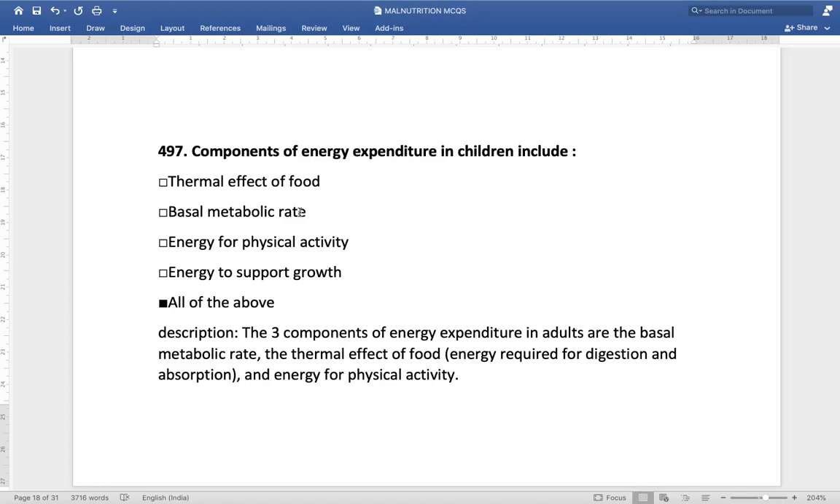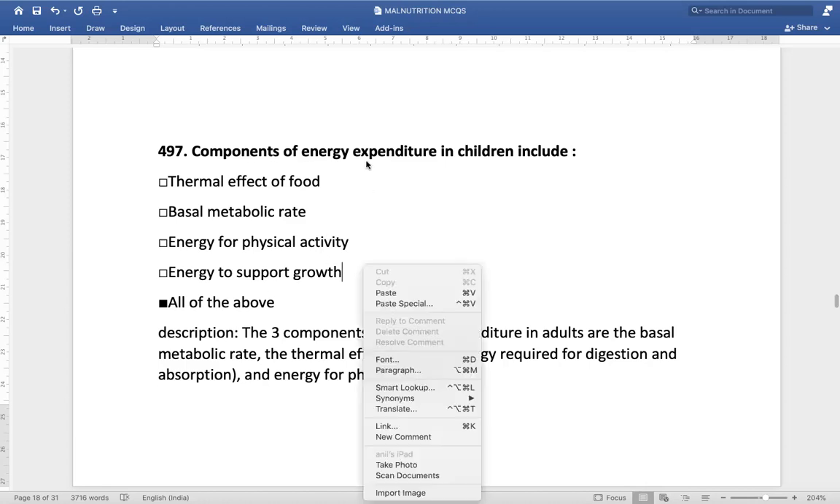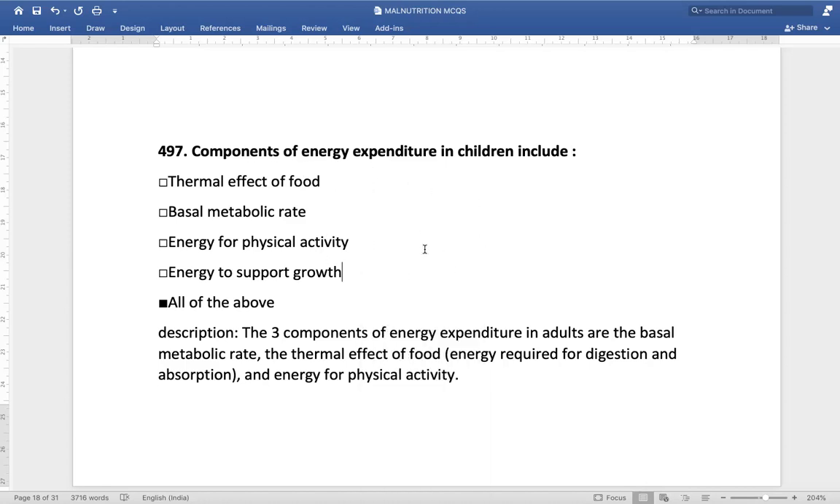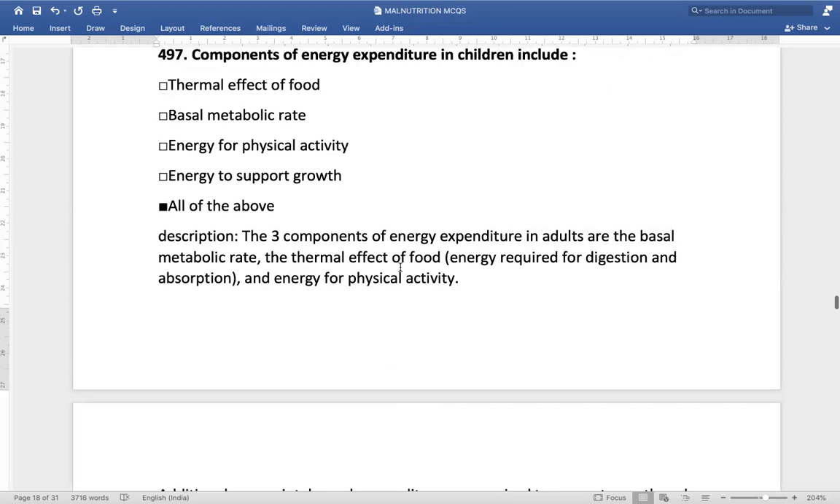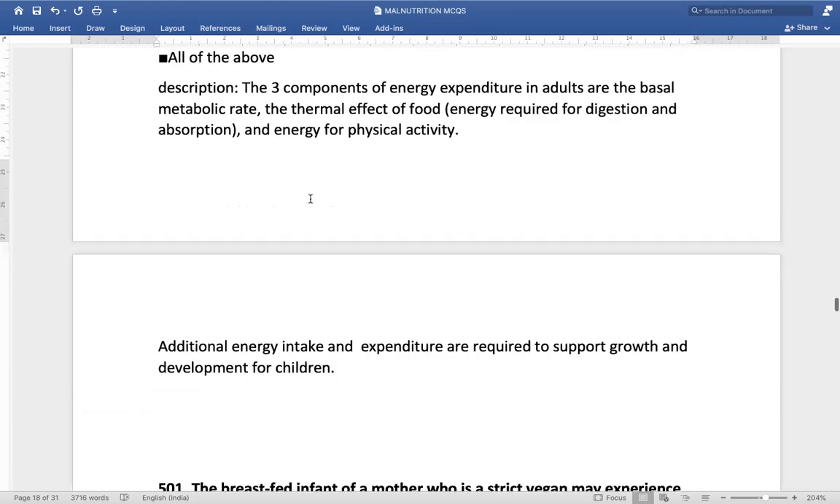One is basal metabolic rate, another one thermal effect of food. That is, thermal effect is how much energy is required to digest that food and absorb that food. Third one is how much energy is required for physical activity, day-to-day physical activity. Plus the children, one special characteristic of children is growth. So how much energy is required to support growth of the children. So all the 4 components are a part of energy expenditure in children. Whereas if they ask in adult, it is only 3 components. So additional energy intake and expenditure are required to support growth and development in children.